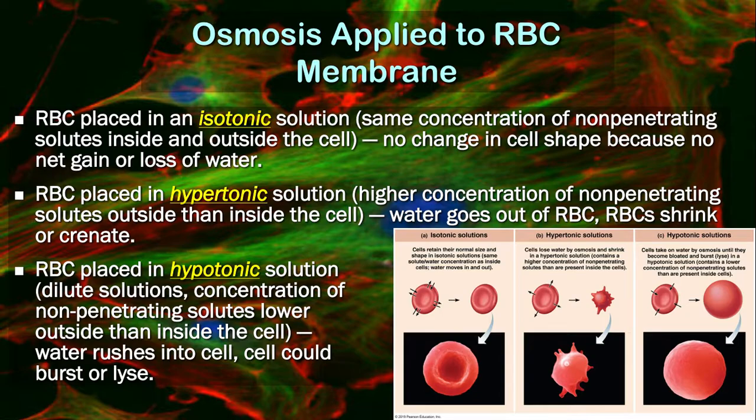Our second thing we need to know is which way the water is going to move. Remember our rule, salt pulls water. The water is going to go towards where there is more salt. So in an isotonic solution, there's equal salt inside and outside. Which one's going to pull the water more? Neither, because we're the same. So overall, our water will move in and out at the same rate. So overall, we have no net movement of water.